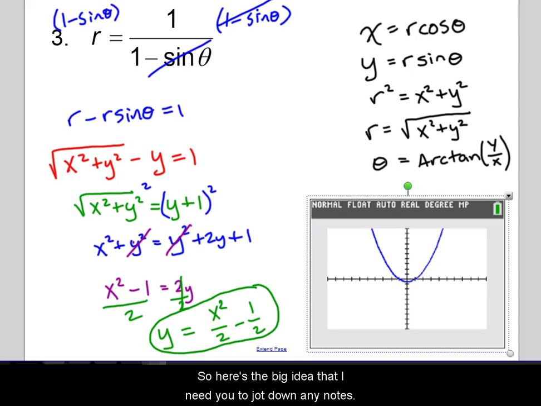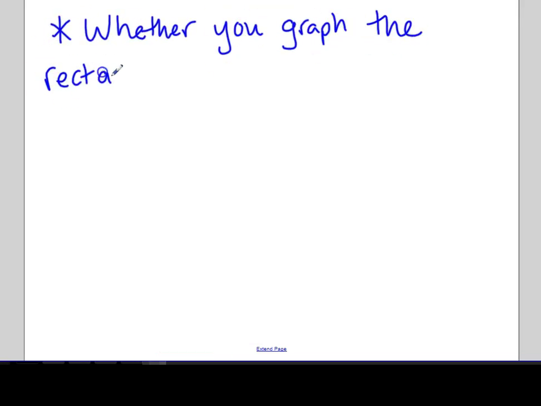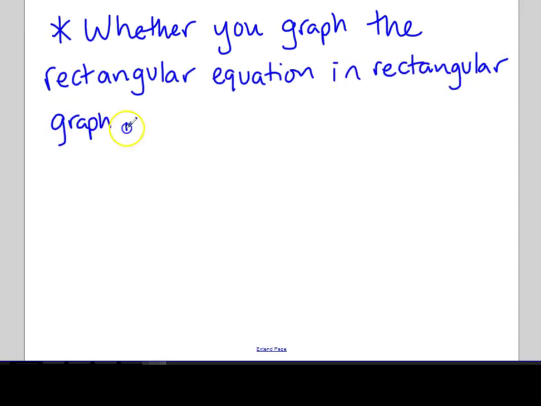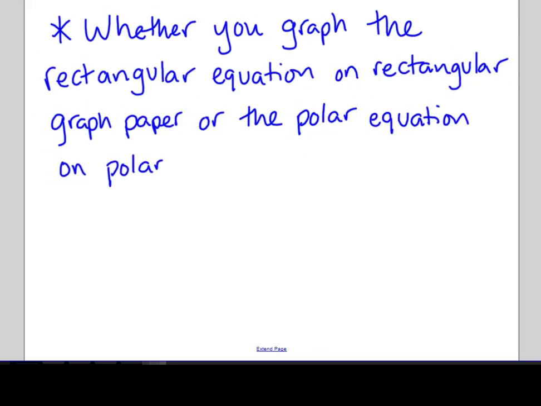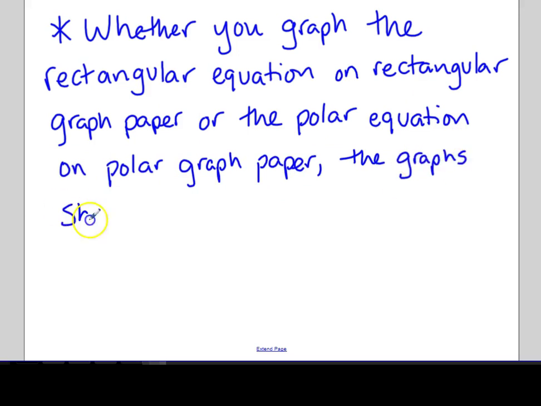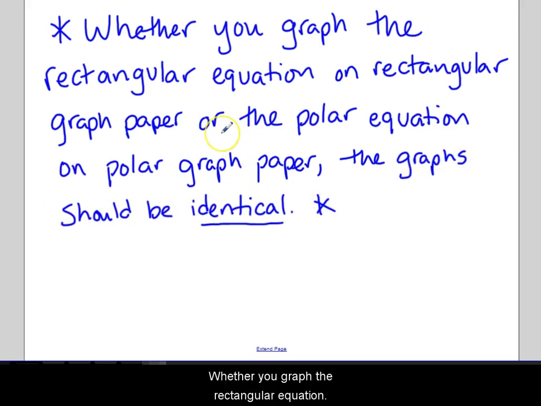So here's the big idea that I need you to jot down in your notes. Whether you graph the rectangular equation on rectangular graph paper or the polar equation on polar graph paper, the graphs should be identical.